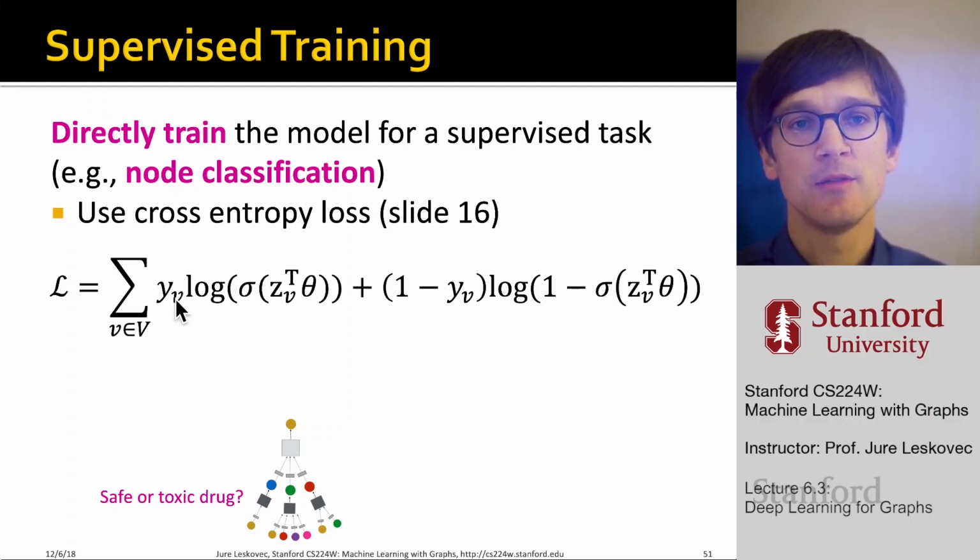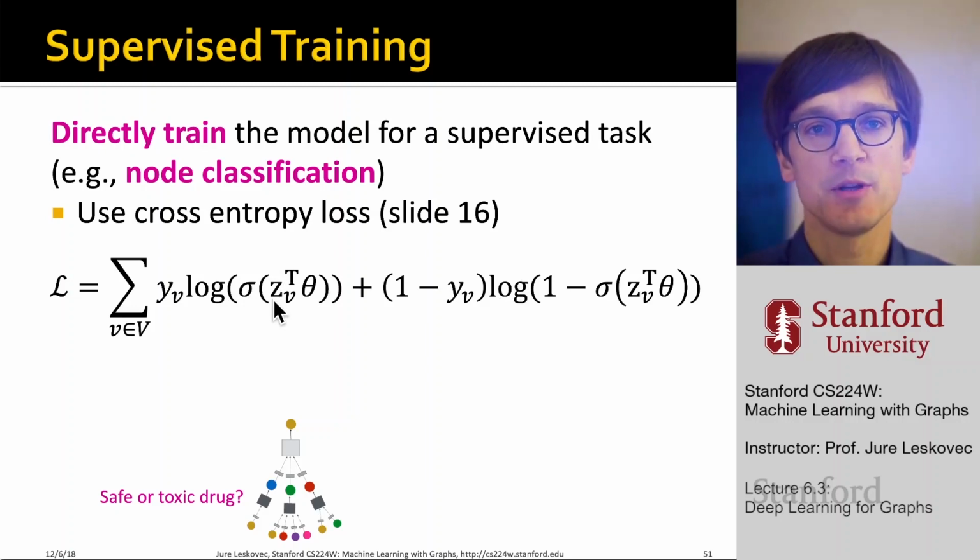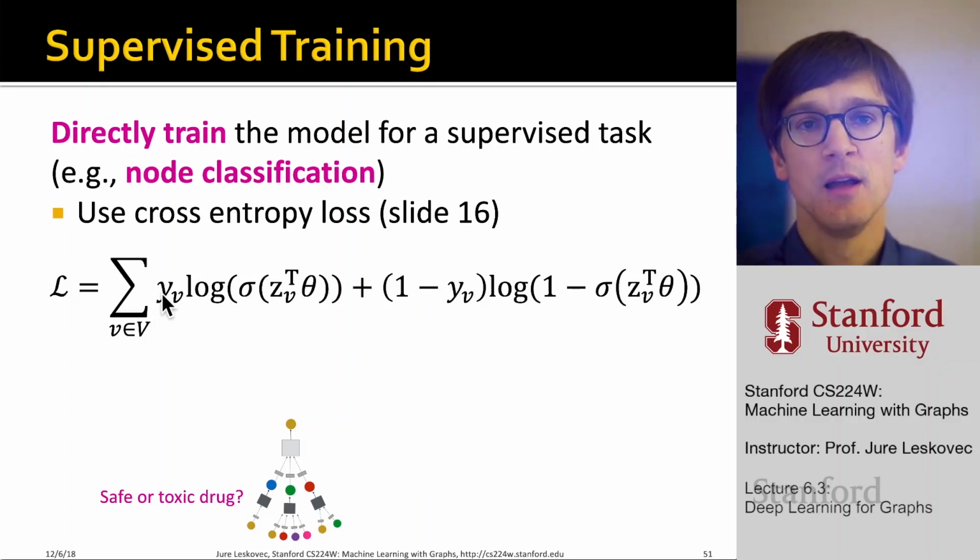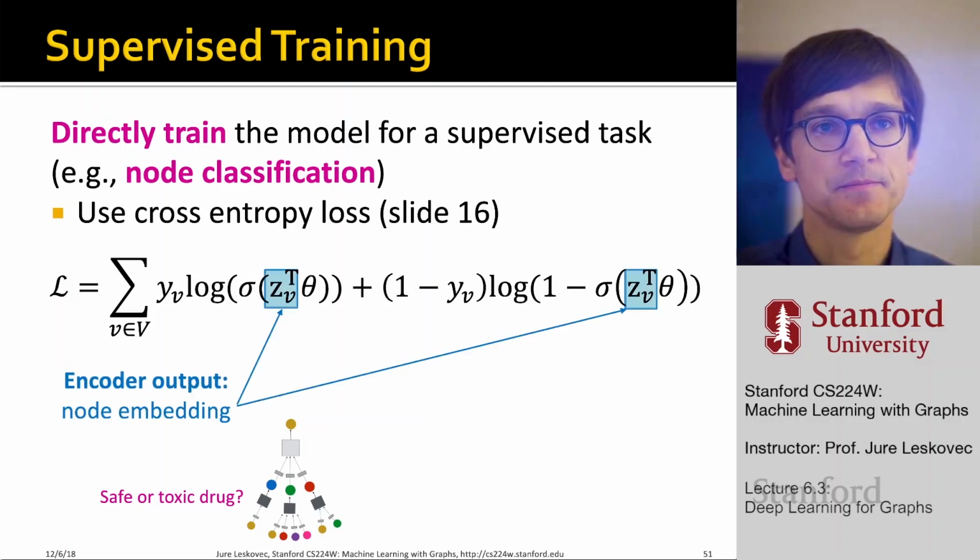And if the class value is 1, then this term is going to survive, because 1 minus 1 is 0, and this goes away. So here we want this term to be as close to 1 as possible, which again would say if it's toxic, we want the probability to be high. If it's not toxic, we want the probability to be low, the predicted probability of it being toxic. And this is the cross entropy loss.